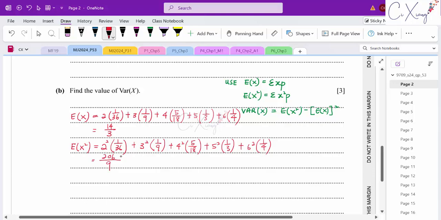Then lastly, I try to find the variance. To find the variance, this is the formula that we should use: expected value of x squared minus the mean square. So the expected value of x squared is 206 over 9, minus the mean square, which is 14 over 3 squared. Then the answer should be 10 over 9.